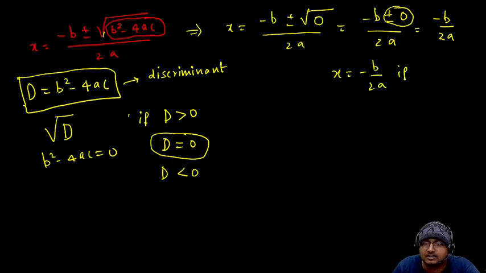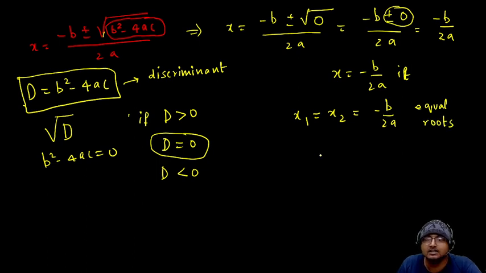It means both x1 and x2 are equal to minus b by 2a. That is equal roots. The quadratic equation has equal roots if D equal to 0.